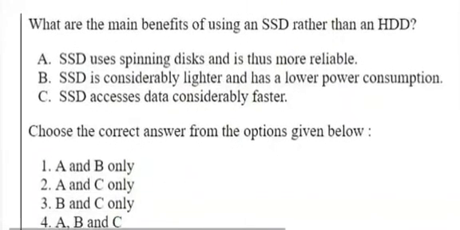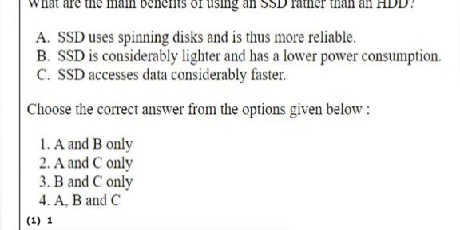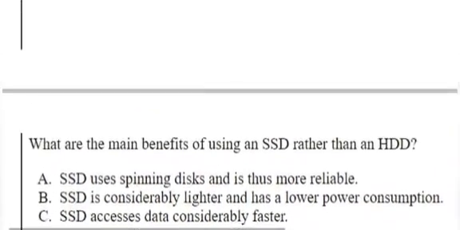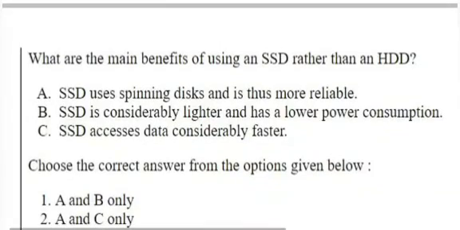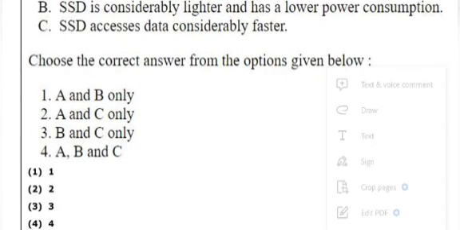Okay, next. What are the main benefits of using an SSD rather than an HDD? SSD uses a spinning disk and is thus more reliable. SSD is considerably lighter and has a lower power consumption. SSD accesses data considerably faster. So what do you think? Question number 33. The correct answer will be C. That means B and C will be our correct answer.